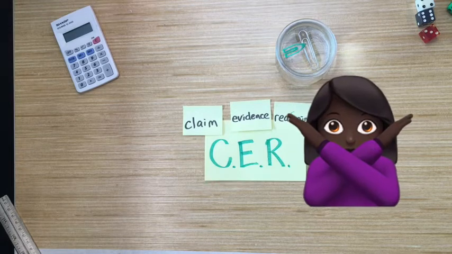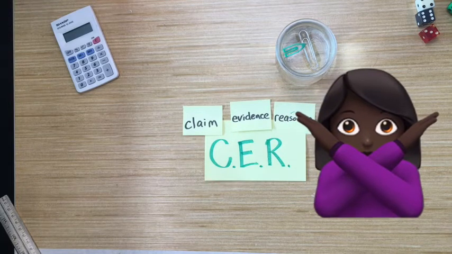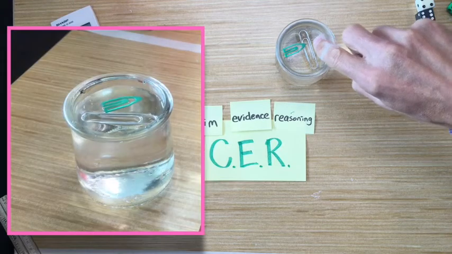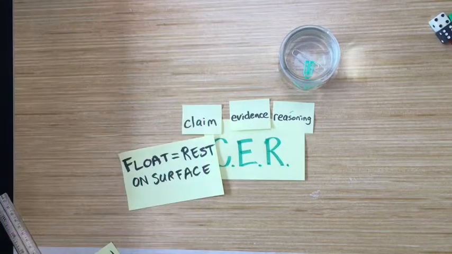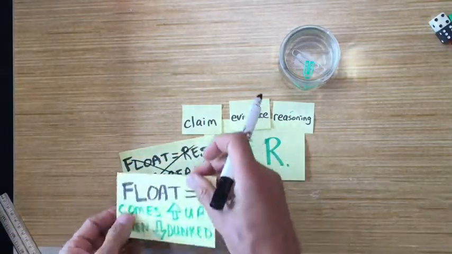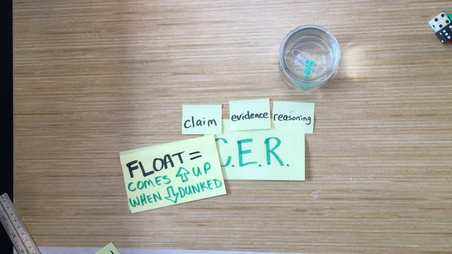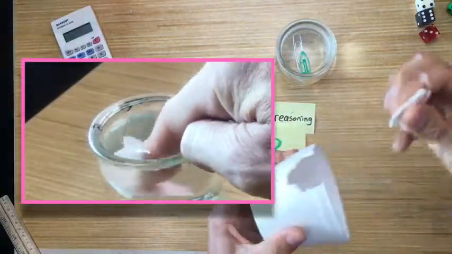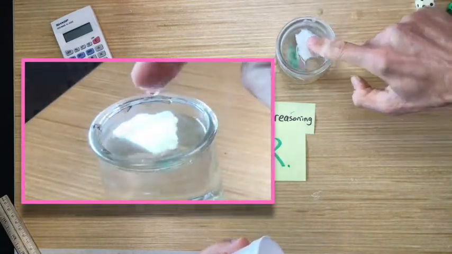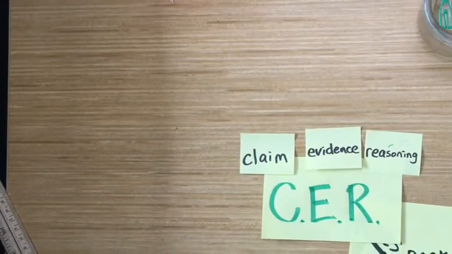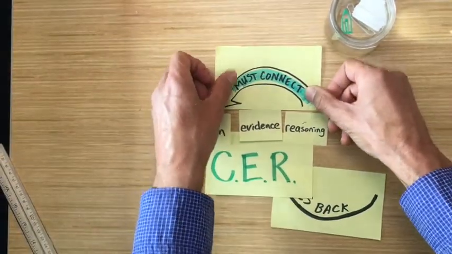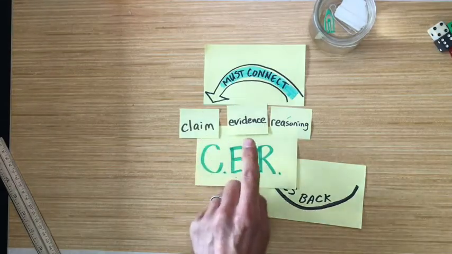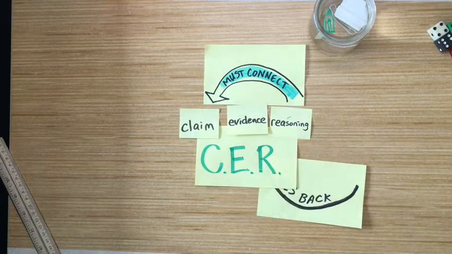You say, now hold on. Not so fast. The actual definition of float is that an object comes back up when pushed underwater, like a piece of styrofoam. Our conclusion must make a logical connection to an acceptable definition.